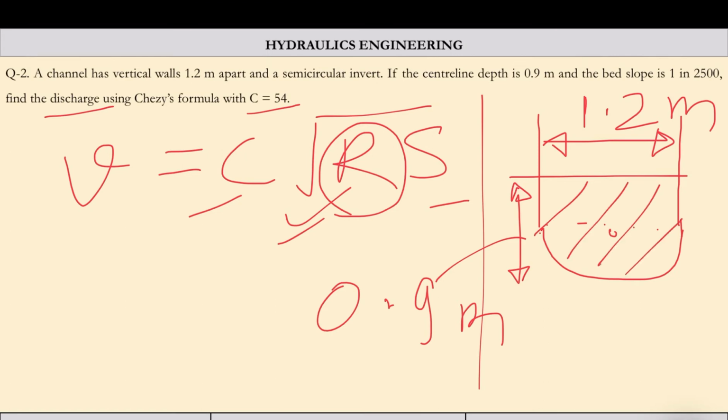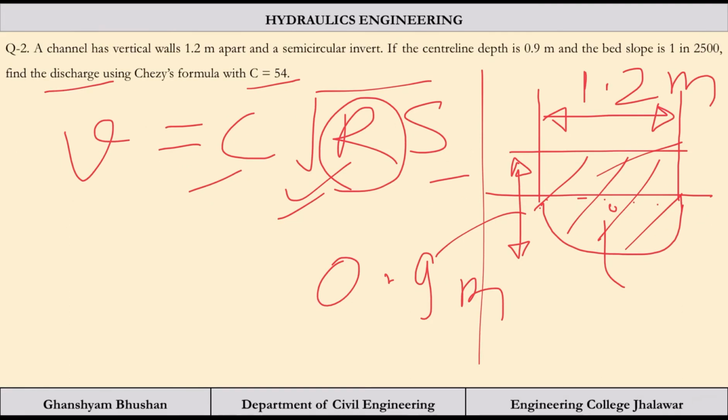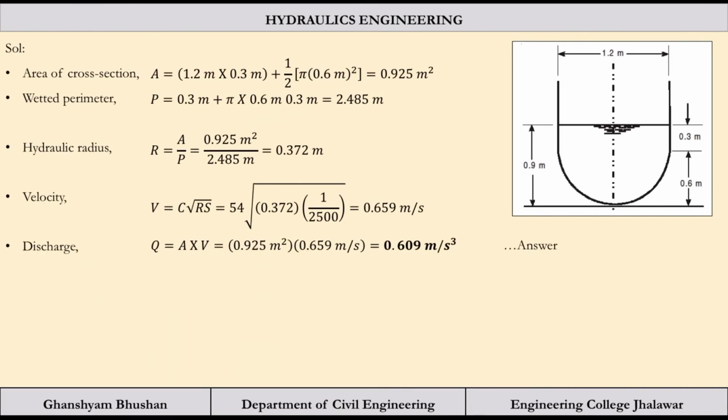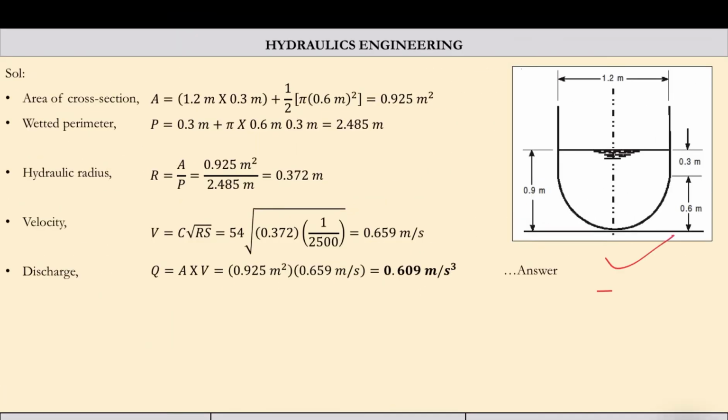Now we can calculate by, this is semicircle and this is rectangle. So this is rectangle and this is semicircle. We will calculate the area, we will add it, and we will calculate the perimeter by using the standard formulas. So let us see, this is the diagram given, okay. So this is 1.2 meter, vertical walls are there, 0.9 meter is the depth of the flow, center line depth from the bottom.